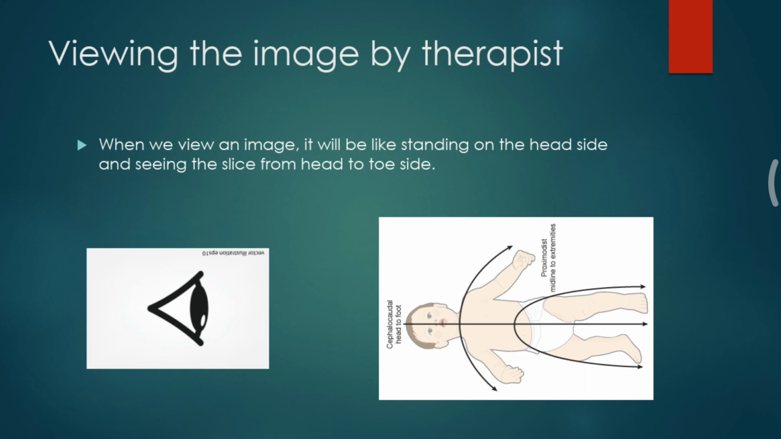And when we are viewing the image, it goes from cephalocaudal. What it means is, it is like when you are lifting up a CT scan and looking into it, you are looking from the head end towards the leg end. So the slice which is cut goes from the head end to the toe end. That's how you see the image.